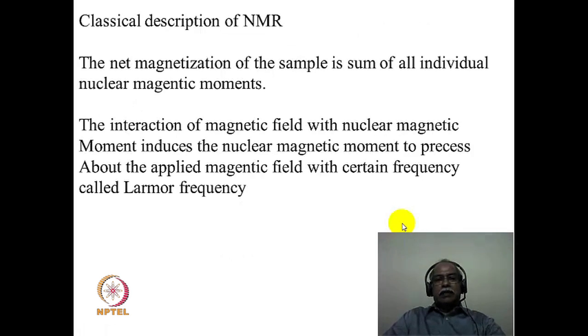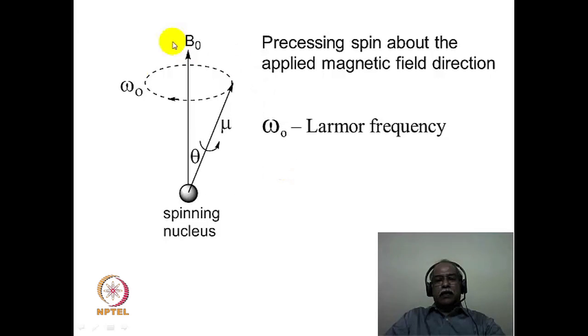In the classical description of NMR, one can think about a nucleus which is precessing around the magnetic field that is being applied. In other words, the net magnetization of a sample is essentially the sum of all individual magnetic moments. The interaction of the magnetic field with the nuclear magnetic moment induces the nuclear magnetic moment to precess about the applied magnetic field with a certain frequency called the Larmor frequency. This is better explained using a diagram.